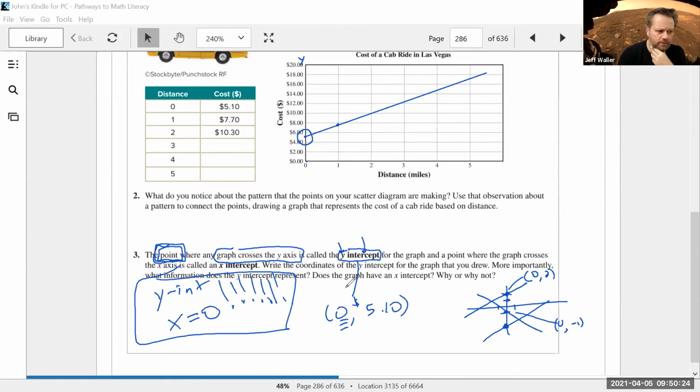So it's okay. There are graphs that don't have an x-intercept. Some graphs don't have a y-intercept. No big deal. All right.